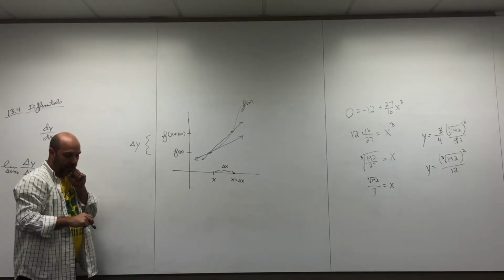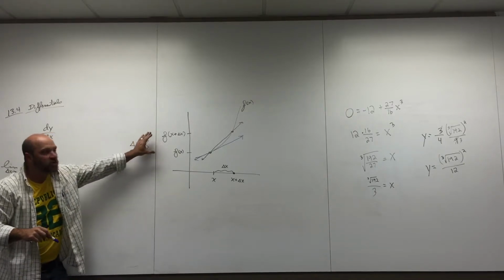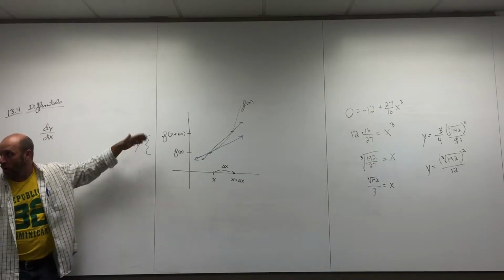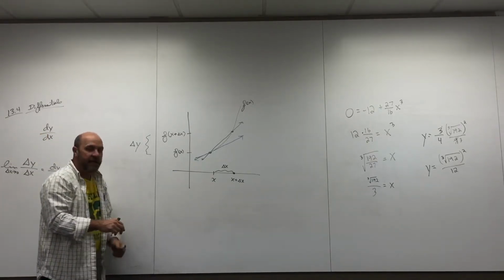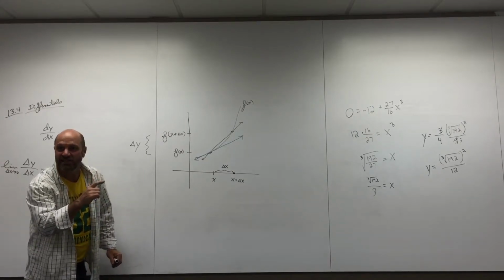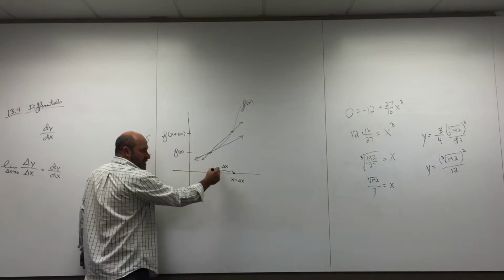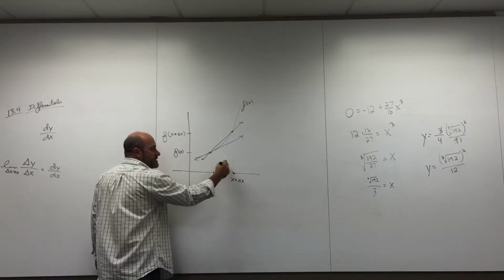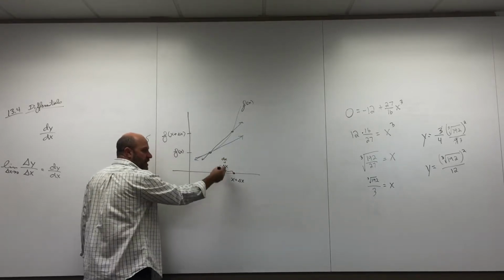Here's what I want to say. Delta y is the actual change in y on the function. Here's what dy is. Dy is the change in y on the tangent line. So this delta x is the same. Delta x is dx, is the way we say it.